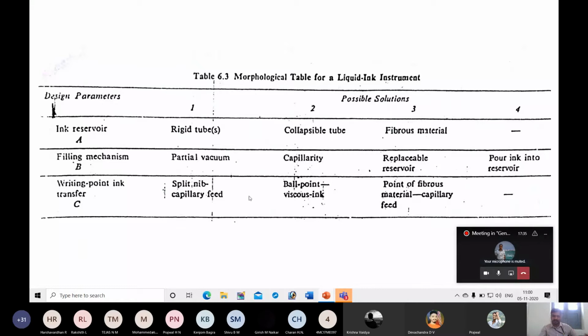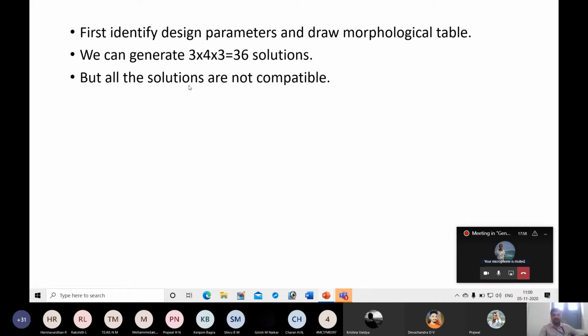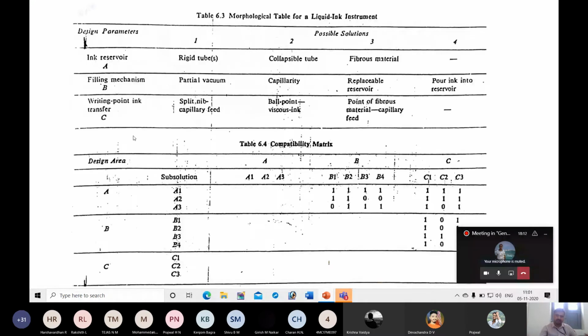So next, in the compatibility matrix, you have to find out of the 36 how many are feasible and how many are non-feasible combinations. For that, first is identify design parameters and draw the morphological table. That was done in the previous slide. Next, based on the available options, we can say there are 36 solutions, but all the solutions are not compatible because the parameters chosen are mutually dependent. That's why all solutions are not compatible. Next, construct a compatibility matrix. Okay, so this is the compatibility matrix.